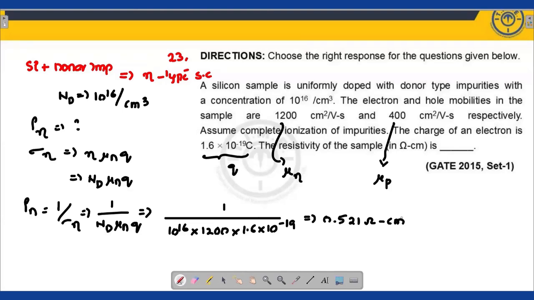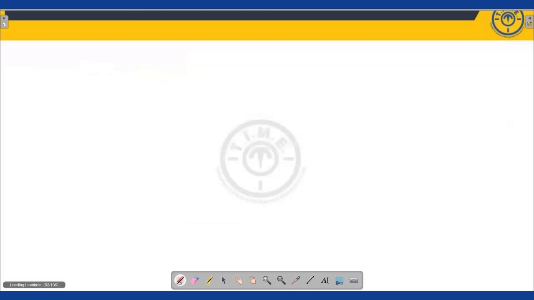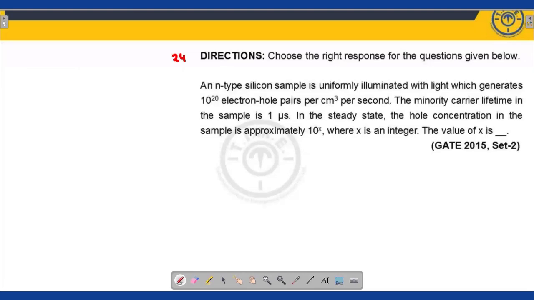This is about question number 23, my dear friends, and you get the resistivity over here. How I have done it is very, very important. Similarly, question number 24. If I go for question number 24, very, very important, see, he is asking: choose the right response from the question.